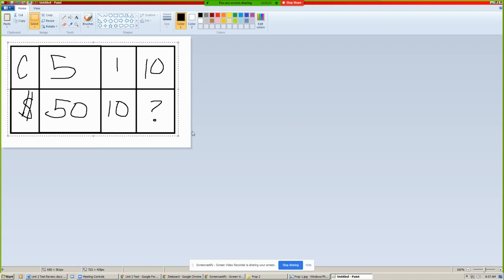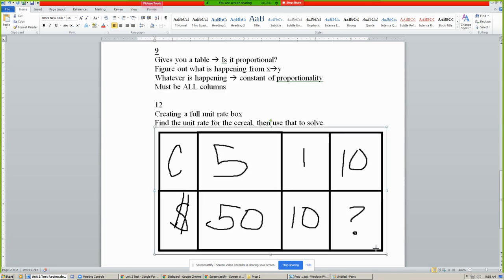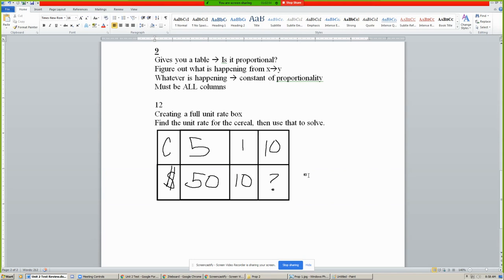Let me copy and paste this into our Word doc here. Too big. Make it smaller. There we go. Full unit rate box. It should be 8 boxes, because you're going to need one for information that you know, one for your unit rate, and one to solve the problem.